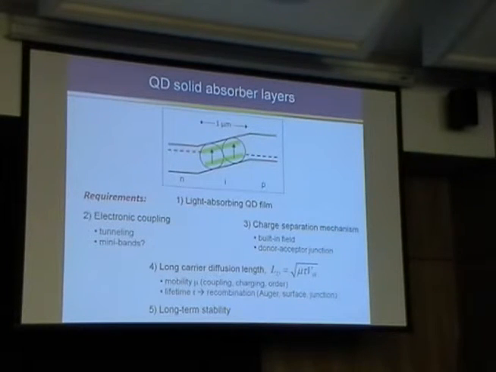You can consider the surface to volume ratio to be very large. And also junction recombination at any of the interfaces, the active interfaces between the quantum dots and metals or the quantum dots and semiconductor layers. And then finally, we need long-term stability in order to have any sort of practical technology.